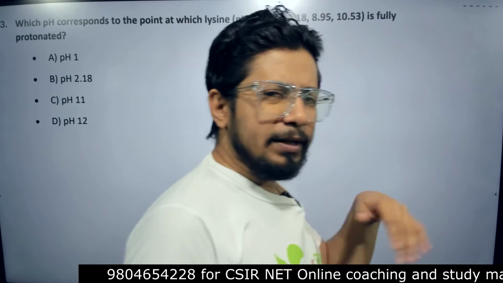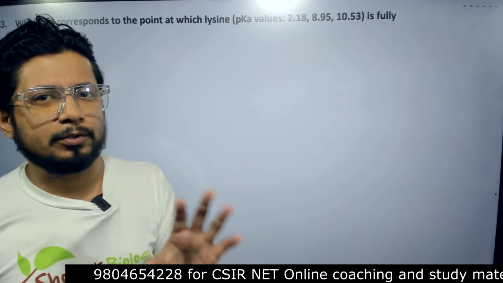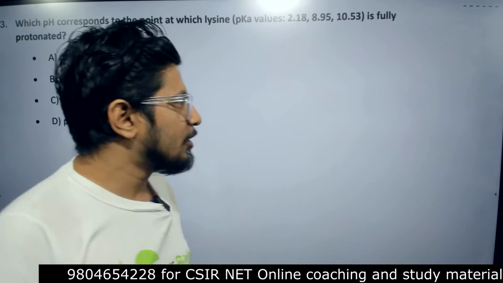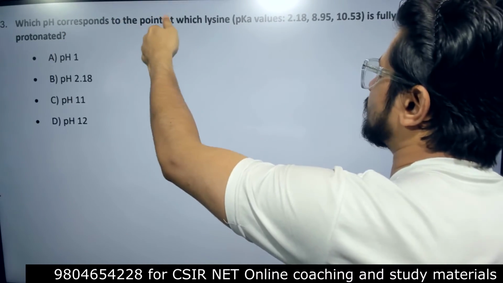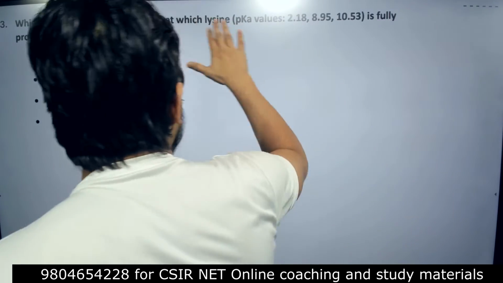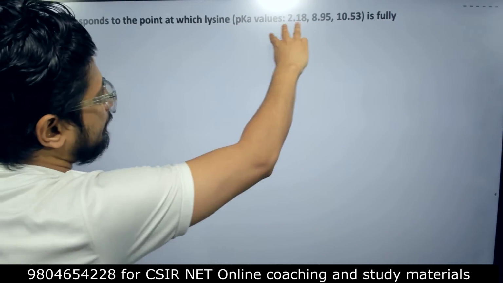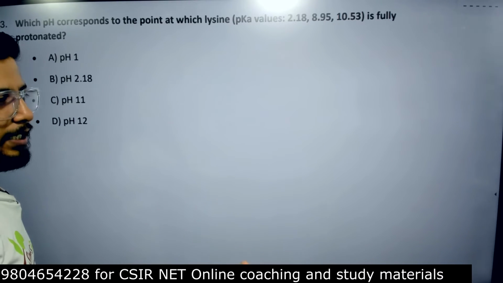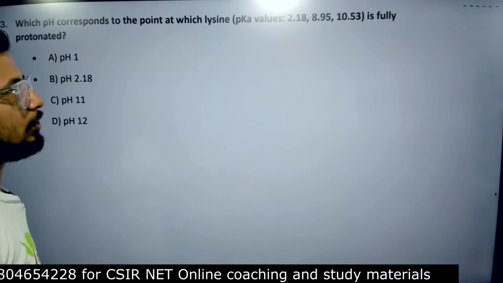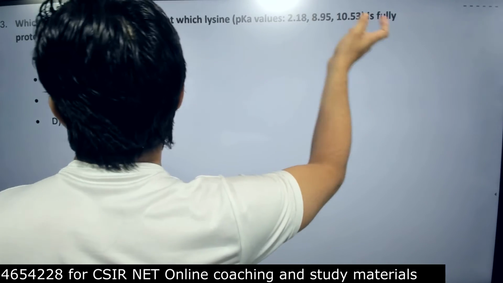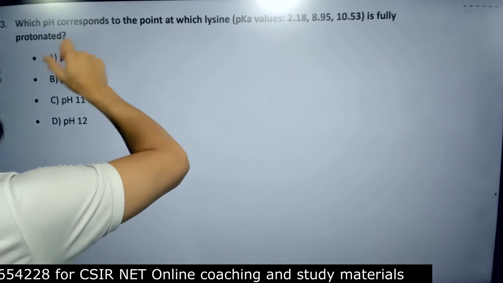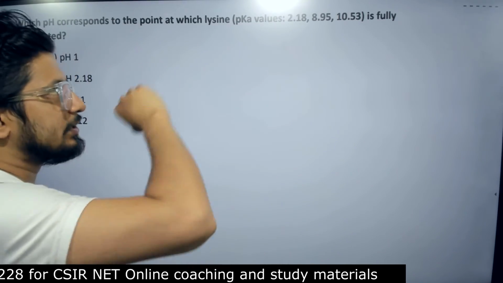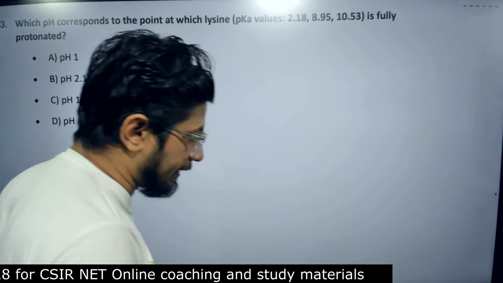Now this question will look much simpler to you now. ये बहुत आसान लगेगा इसीलिए क्योंकि थ्योरी पढ़ चुके हैं हमने. So the question stated which pH corresponds to the point at which lysine amino acid, the 3 pK values given, because lysine is another positively charged amino acid. It has a positively charged R group. So pK value 3 is fully protonated. At what pH is the lysine with 3 separate pKs fully protonated?